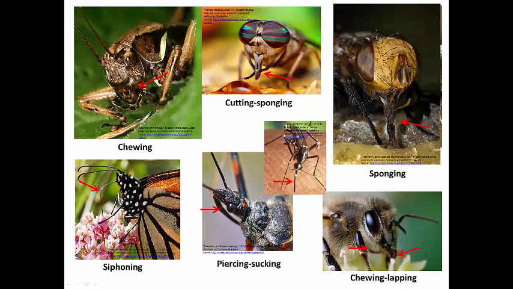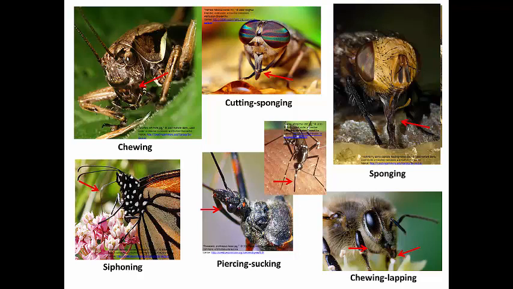The second type of mouth parts are known as cutting and sponging mouth parts. With these cutting, sponging mouth parts, this is when we start to see some specialization from the basic mandibulate mouth parts. These are limited to a number of adult flies that feed as parasites on mammalian blood.